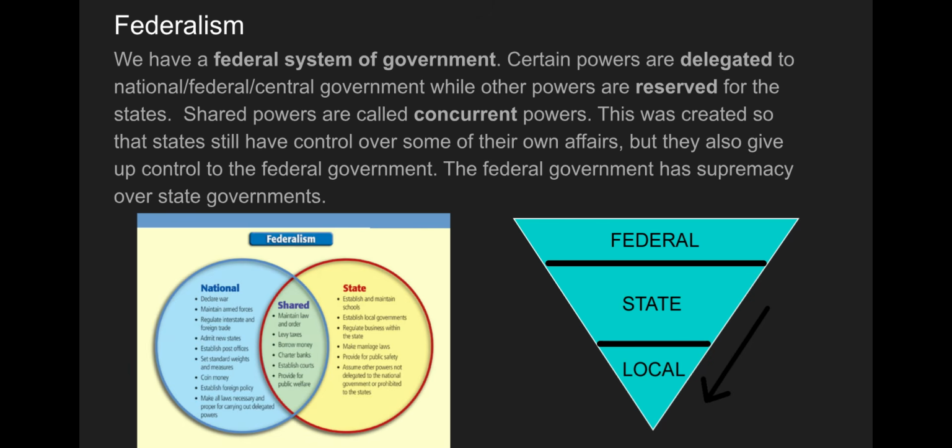However, some of those shared powers, including maintaining law and order, so having police, having court systems, passing taxes, and passing laws, are done by both the states and federal government.